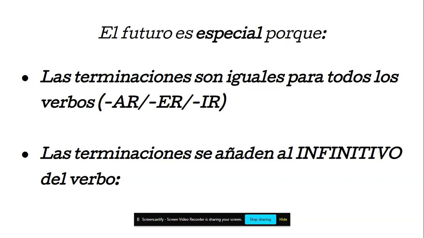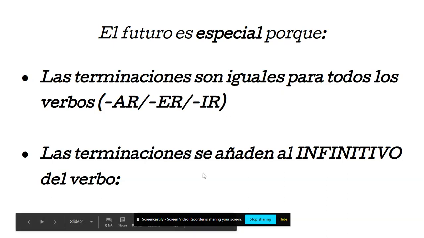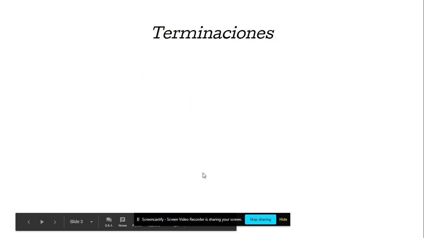The second thing that's a little bit special es que las terminaciones se añaden al infinitivo del verbo. So we've never done that before either. We are taking the endings that we have for the future tense and we're just adding them directly onto the infinitive. So you already have an AR and then you add the ending to that, or you have an ER and you add the ending there, or you have an IR and then you just add the ending. So let's talk about what those endings are.